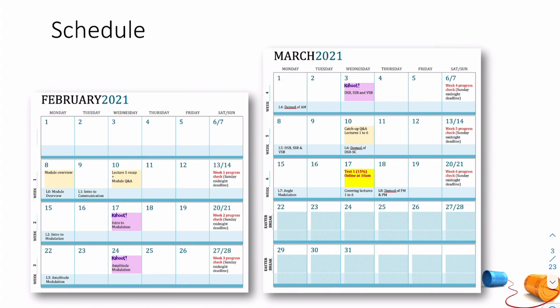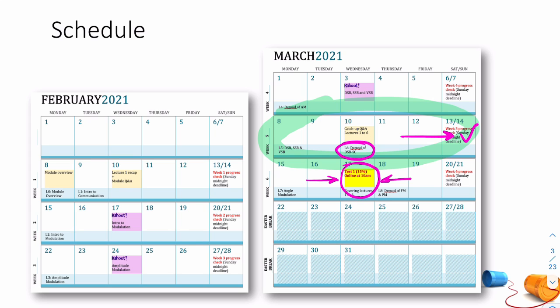As a reminder, in terms of the module schedule, we are currently in week 5. This is our lecture here. On Wednesday, there will be a problem class, a catch-up session. And next Wednesday, the 17th, is your class test, so make sure you're available for that. And don't forget that you have until midnight on Sunday to complete the weekly progress check.